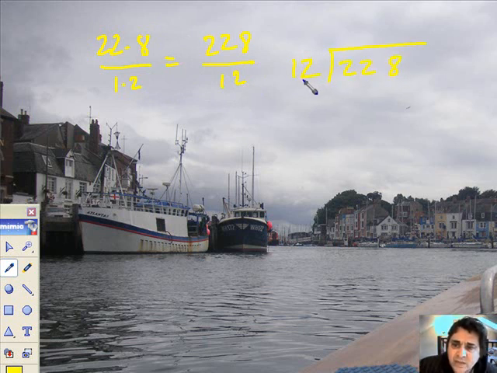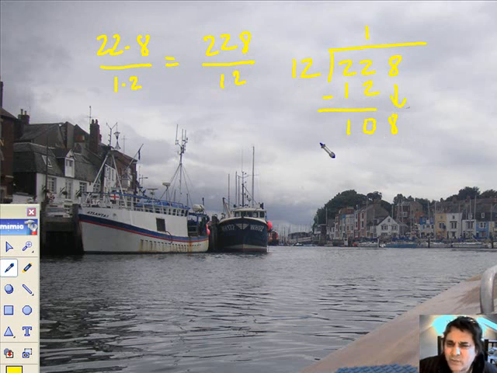So here we go. 12 into 2, no, forget it. 12 into 22 goes once. What's left over? Well, 1 times 12 is 12. There's a remainder of 10. Draw down the 8. 12s into 108. I bet that goes exactly wonderfully.